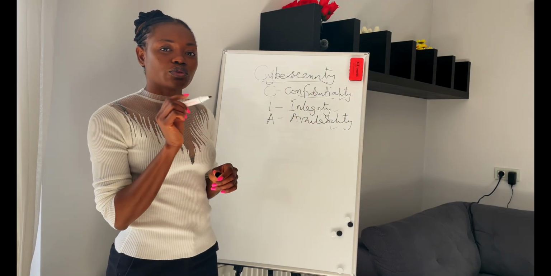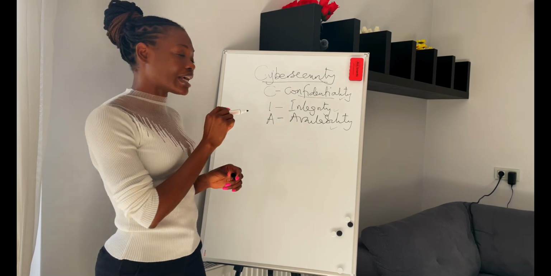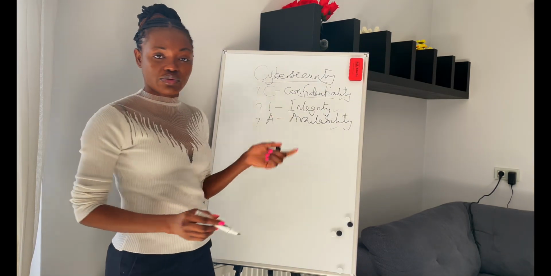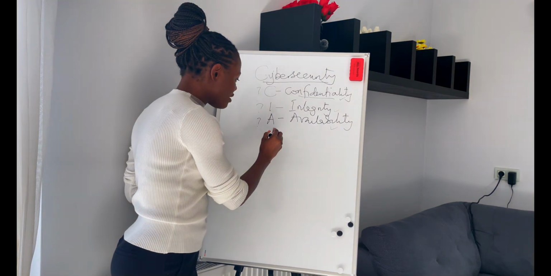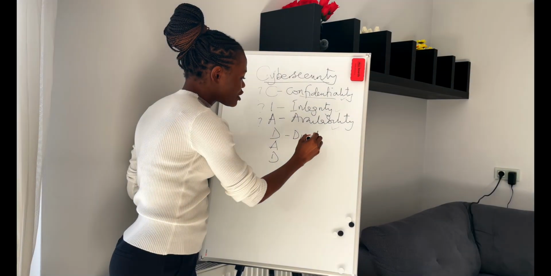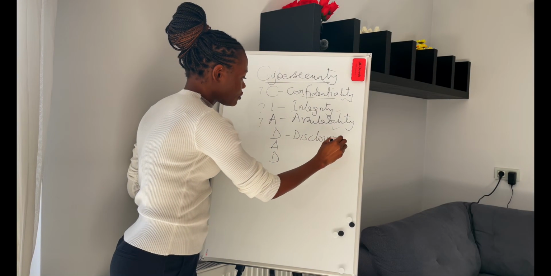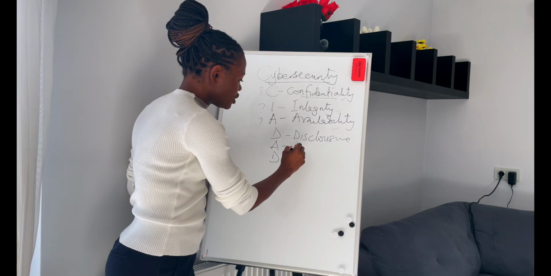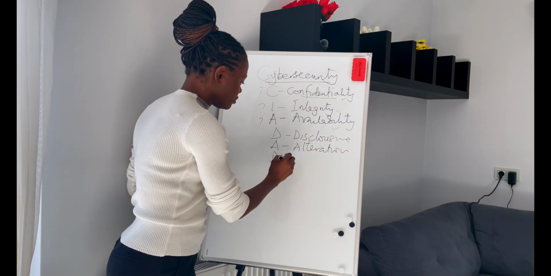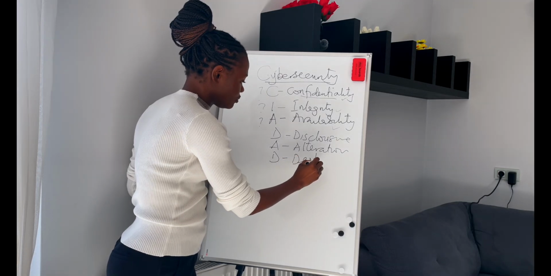And I talked about the opposite side of it. So when we have a question regarding these three, then what do we have? We have something called DAD. So DAD means disclosure, alteration, and destruction.